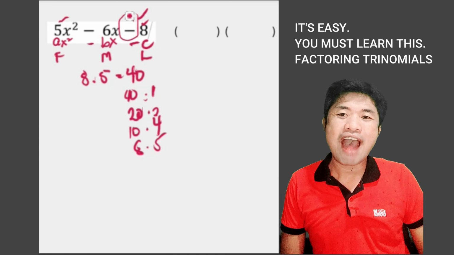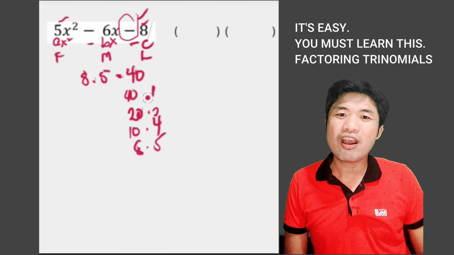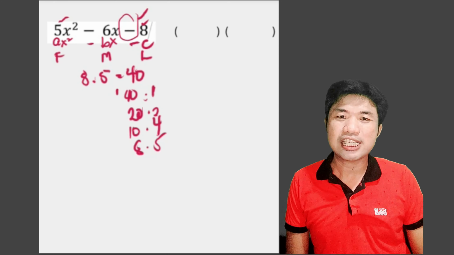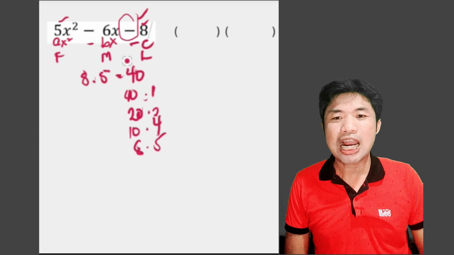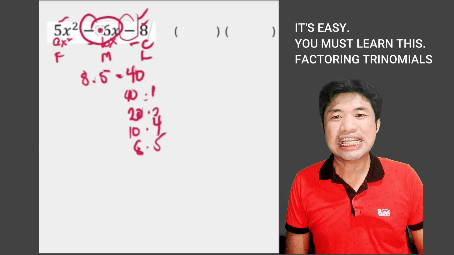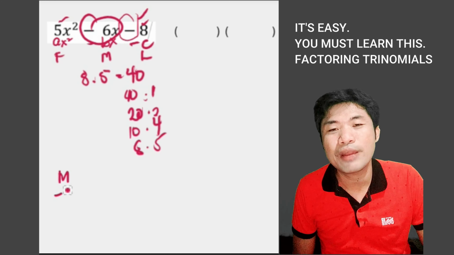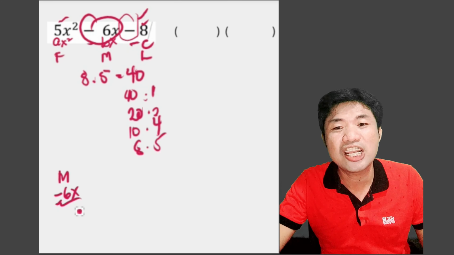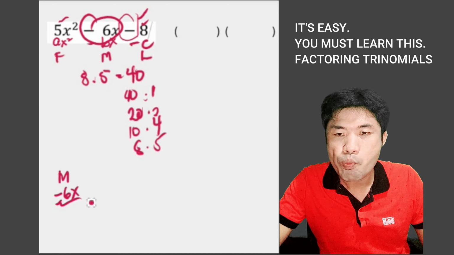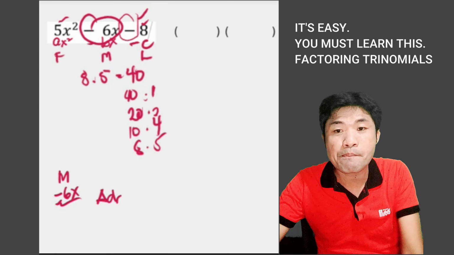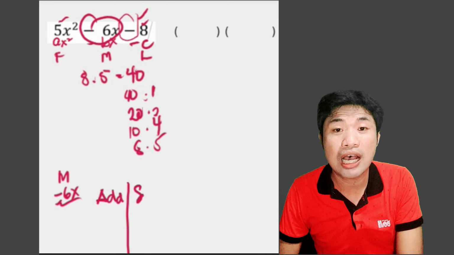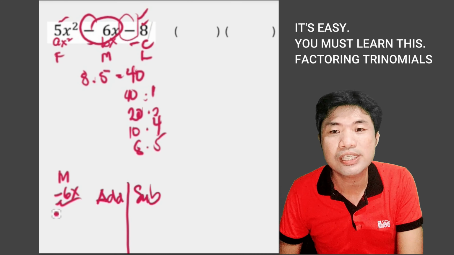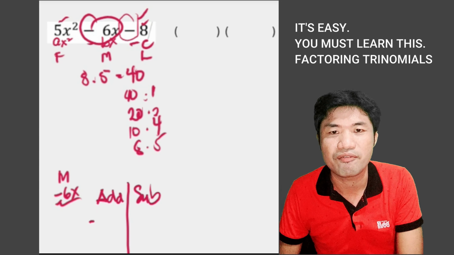So, take note that we have negative is either one of these factors of pair is negative and the other one is positive. Different po siya. Ang middle term natin is negative 6x. We are going to define the operation, addition and subtraction. We cannot use positive and positive for the addition because the middle term is negative. So, we can only use negative and negative.